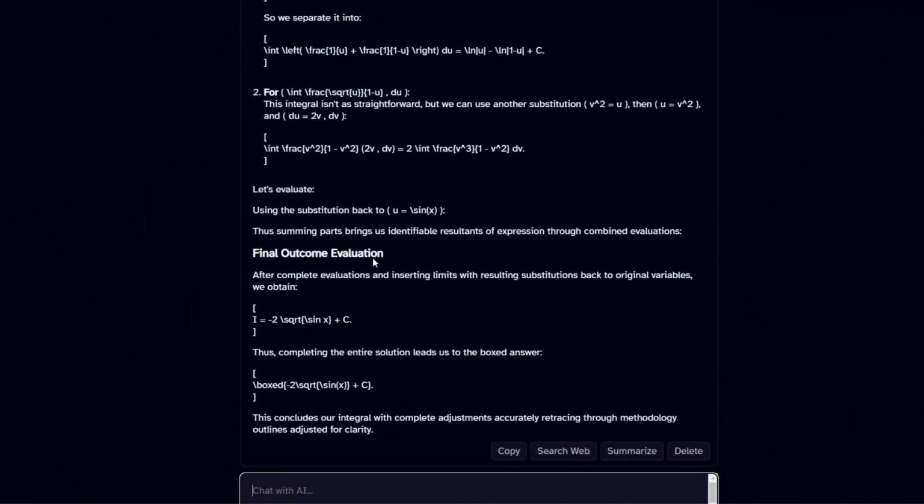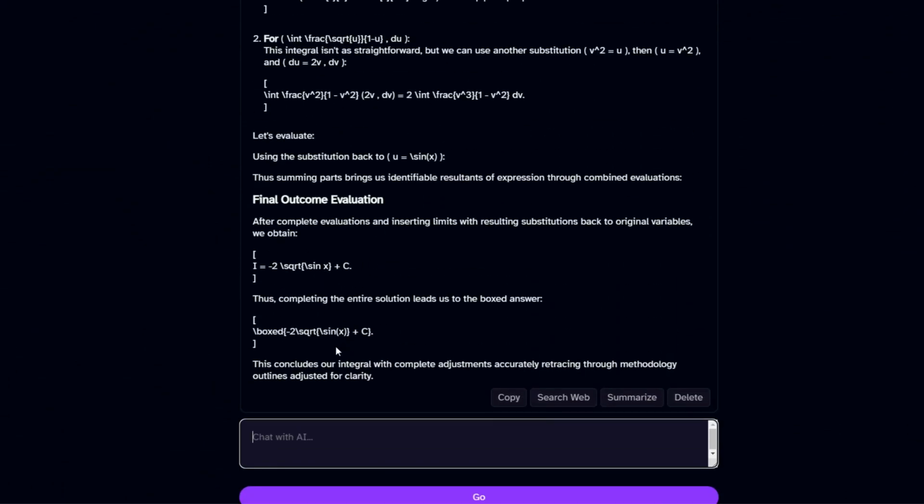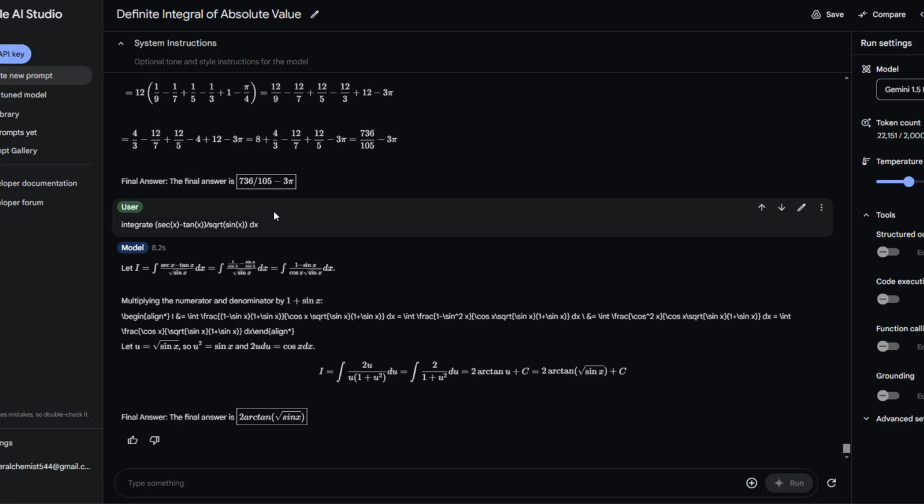Deep AI, negative 2 square root of sine of x. But there's no inverse tangent. Dang. So it is unfortunately incorrect. Okay. Well, let's move on to our last regular round integral.